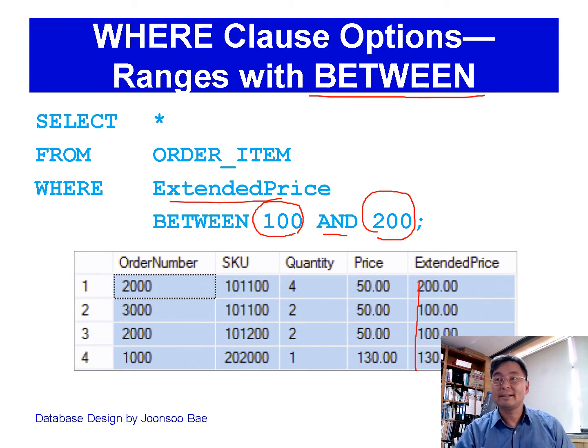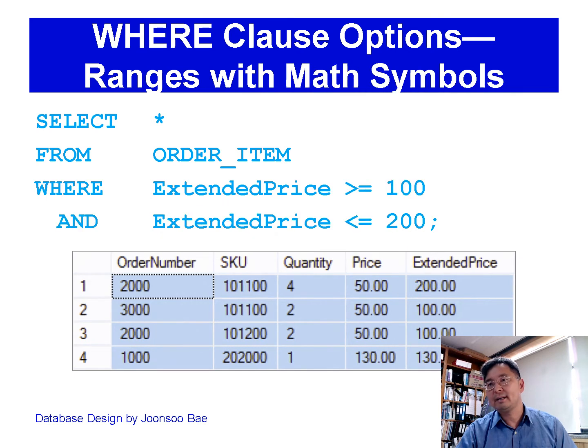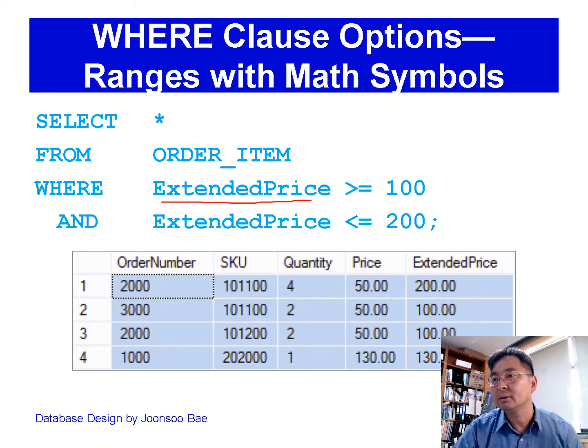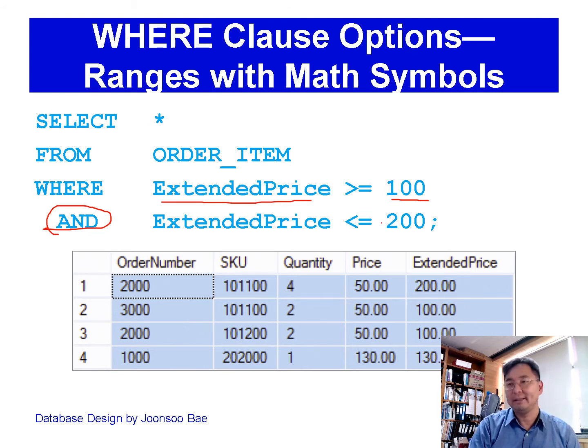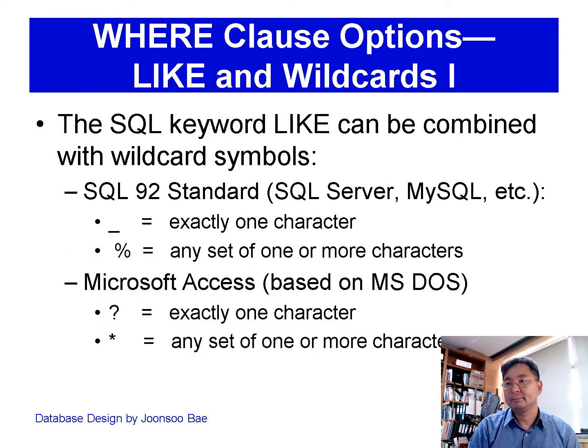So we can convert this BETWEEN using two conditions combined by the AND logical operator. In the next slide, we will have it. This one, extended price greater than or equal to 100, and this is a logical operator, extended price smaller than or equal to 200. It is exactly the same as the BETWEEN operator. It's a very simple one here.